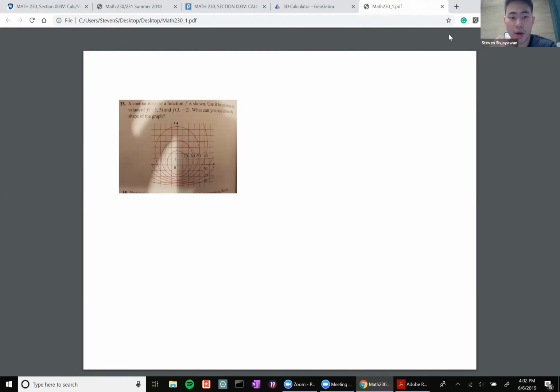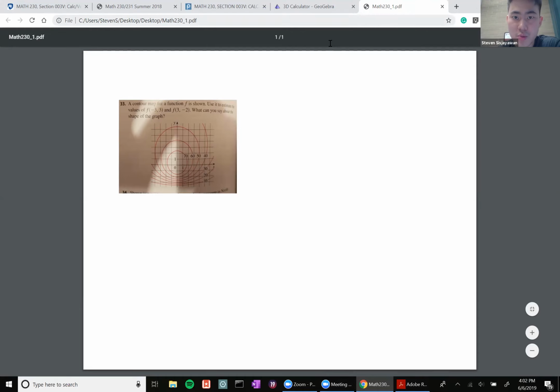So the first question will actually be 14.1, number 33. I have a picture of that on my screen. Let me just share that real quick. A contour map for a function f is shown. Use it to estimate the values of f(-3, 3) and f(3, -2). And what can you say about the shape of the graph?